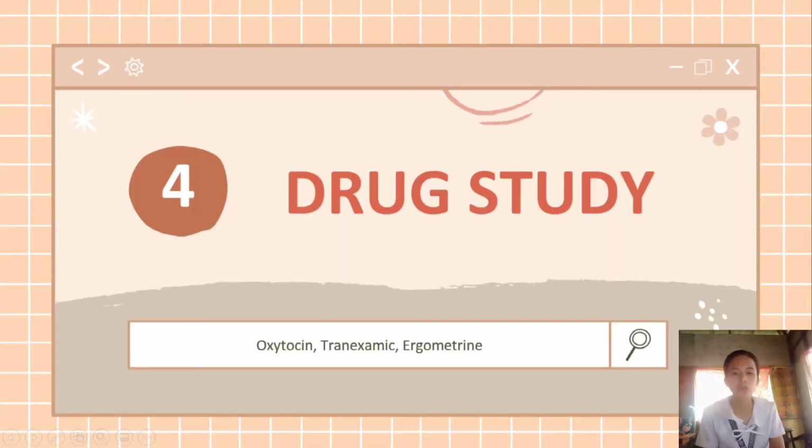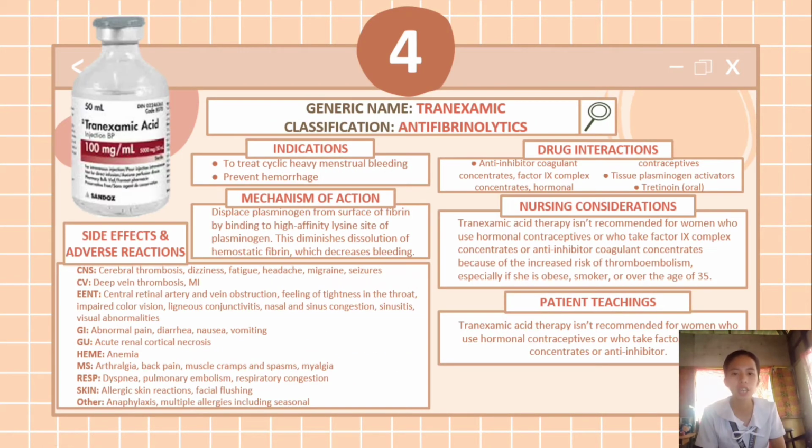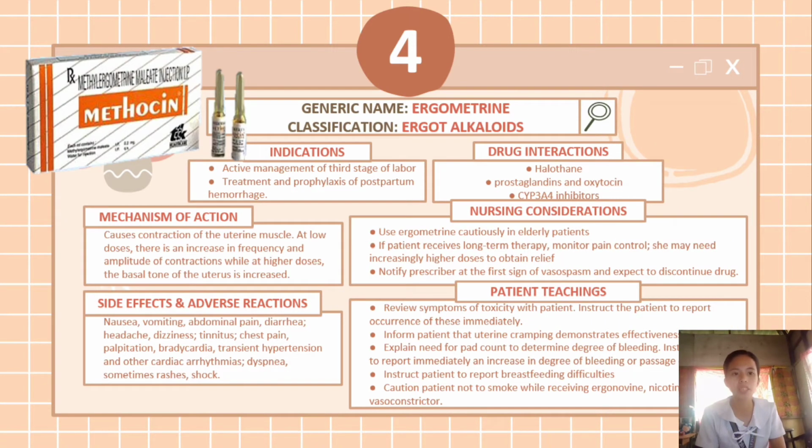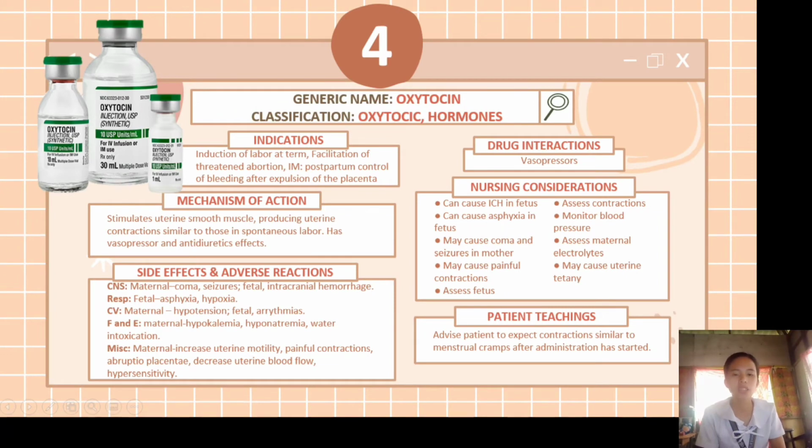The drug study of the case scenario includes 3 drugs, which are oxytocin, tranexamic acid, and ergometrine. First is oxytocin. Oxytocin is one of the most effective treatments for postpartum hemorrhage, or PPH. The 2 main actions of oxytocin in the body are contraction of the womb or uterus during childbirth.